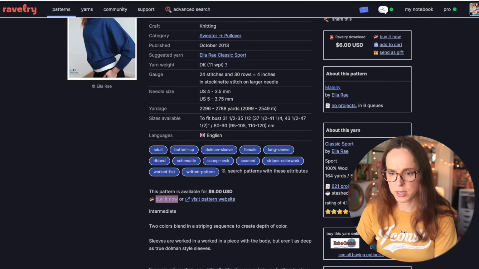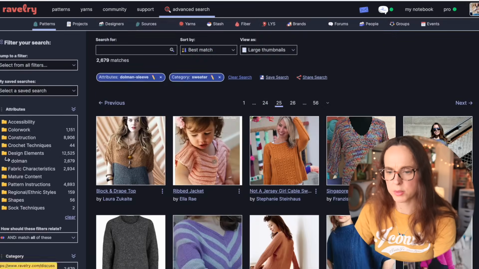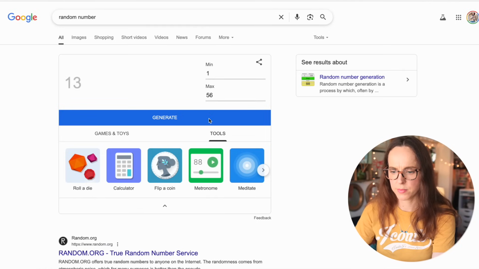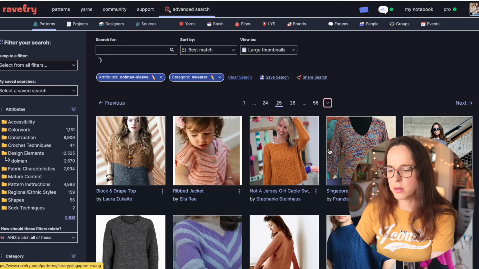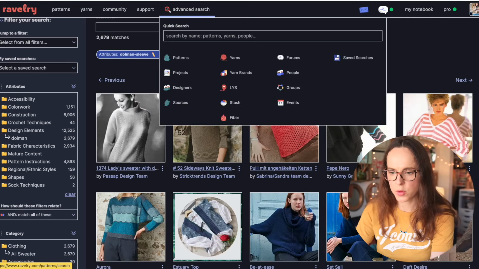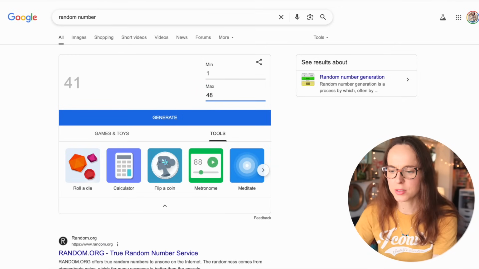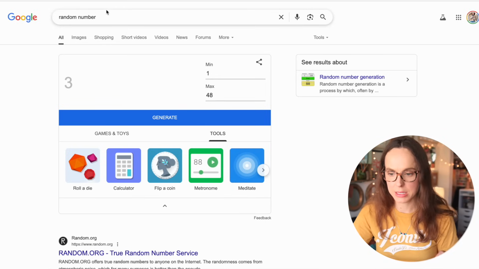Did I open that in a new tab? No, I didn't. All right, let's do one more dolman sleeve because I'm kind of having fun with that now. 56 pages. 41. We're going to page 41. All right, and then we're going to do 1 through 48. The deeper you go in the search results, the further back in time the patterns go. That's when you start diving into like the 80s.